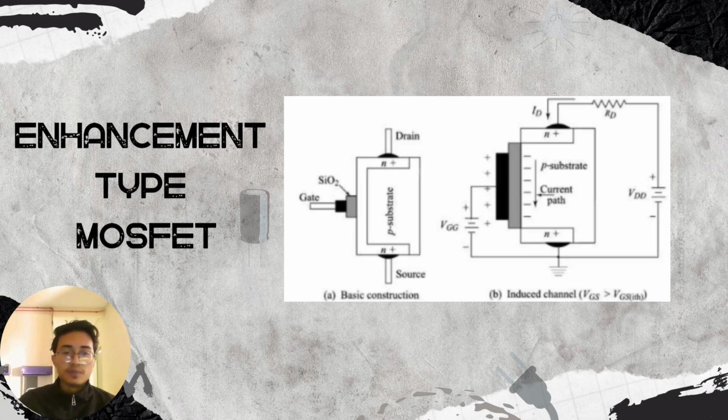Enhancement type MOSFET operates in a normally off state. This means no current flows between the source and drain when no gate voltage is applied. A positive gate voltage for N channel or negative for P channel must be applied to create a conductive channel and turn the device on.